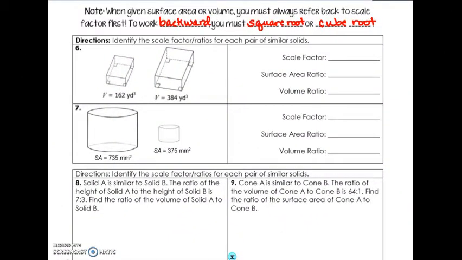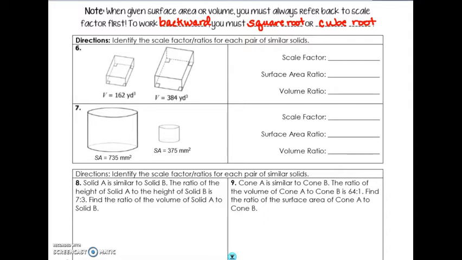Our note here states that when given surface area or volume, we must always refer back to the scale factor first. In order to work backwards, we're going to use the square root when we have to go from surface area ratio to the scale factor. And I'll also use the cube root when I'm going from the volume ratio backwards to the scale factor. Let's take a look here.